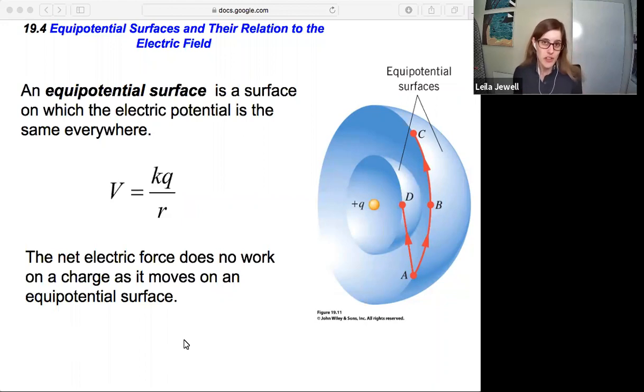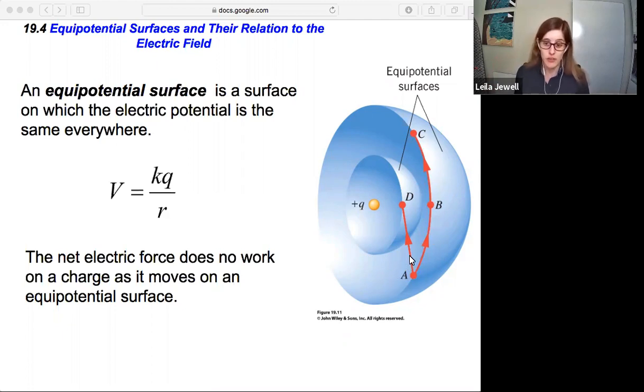Now, interestingly, the electric force does no work on a charge as it moves on an equipotential surface, right? So if we're at point A and we travel along this shell that's at a constant r from the charge, we're not doing any work because we're just at a constant distance from the charge. The electric potential is not changing, so the work has to be zero.